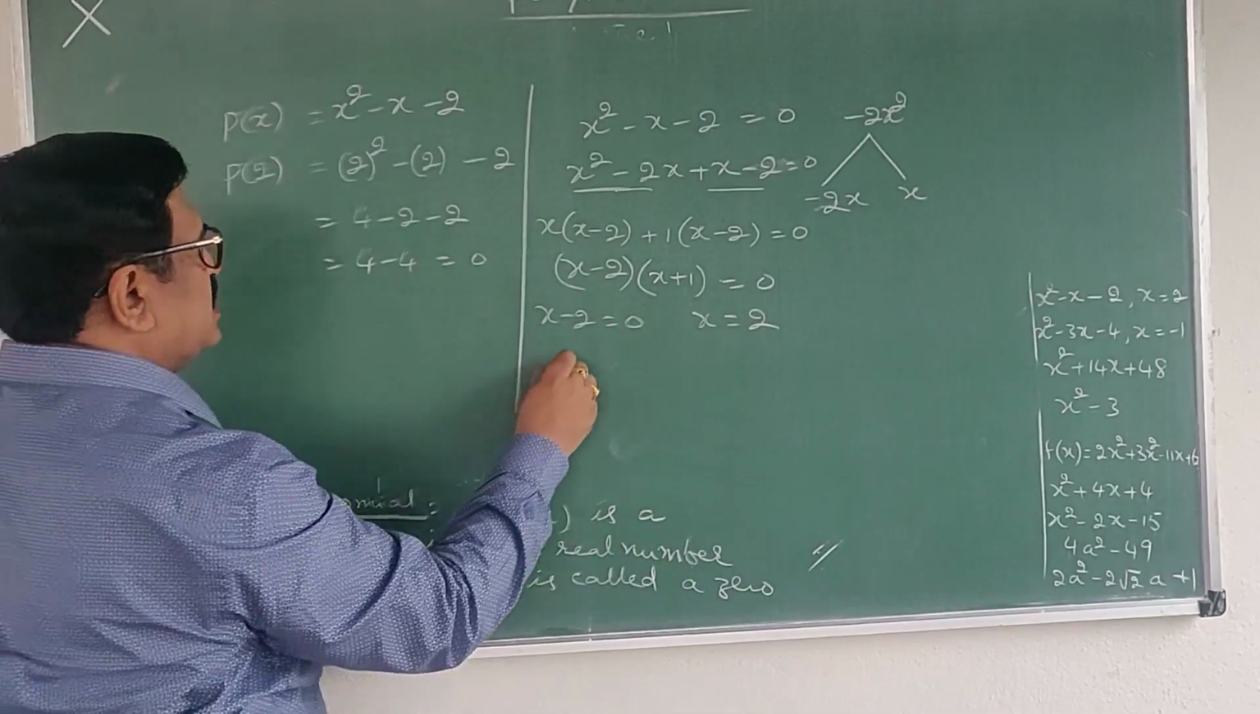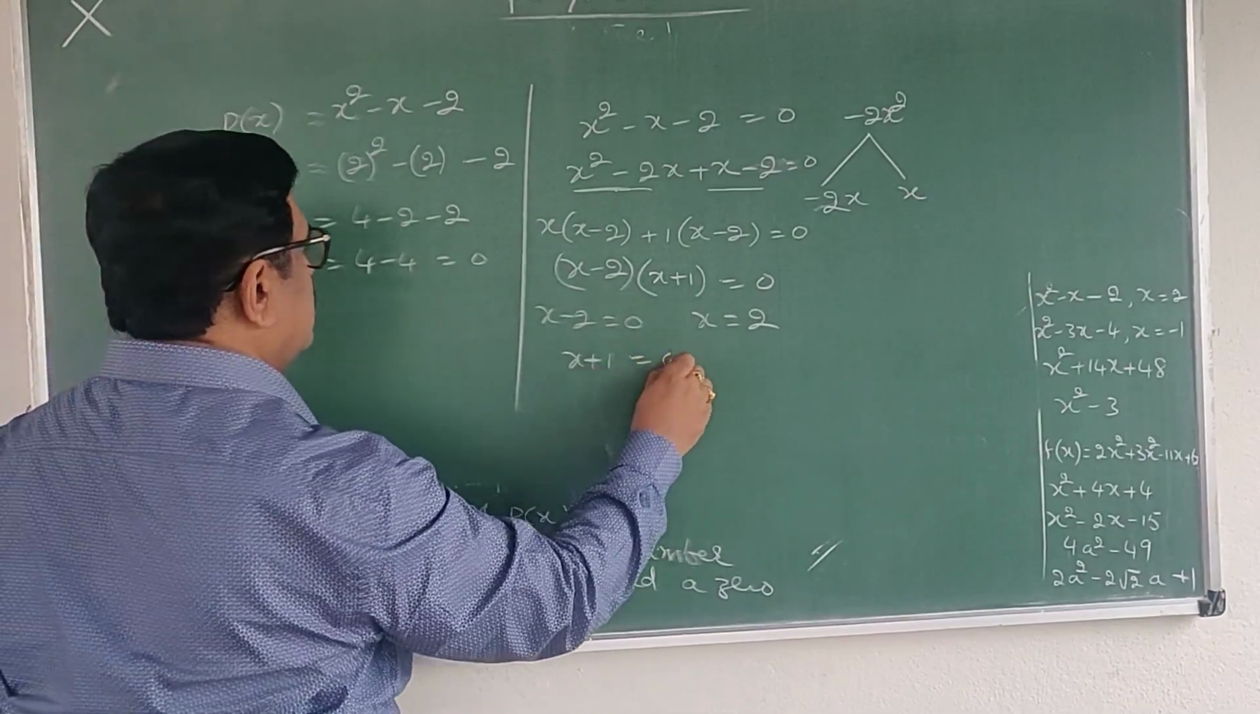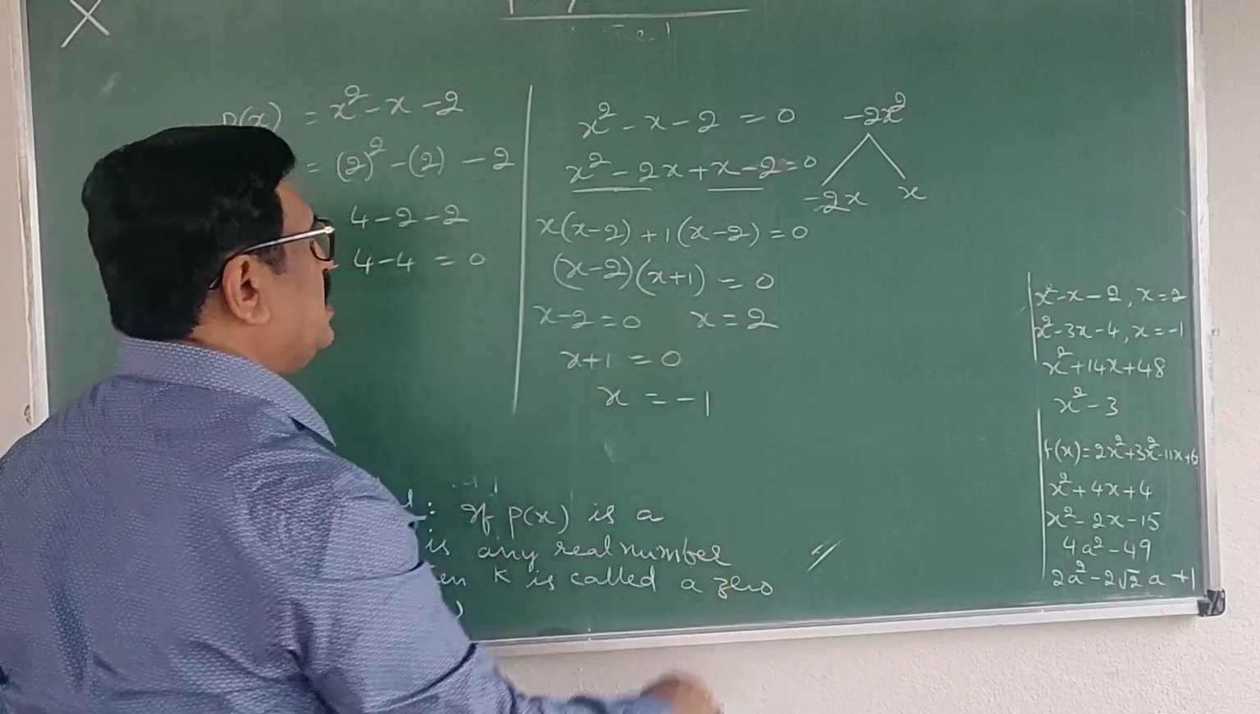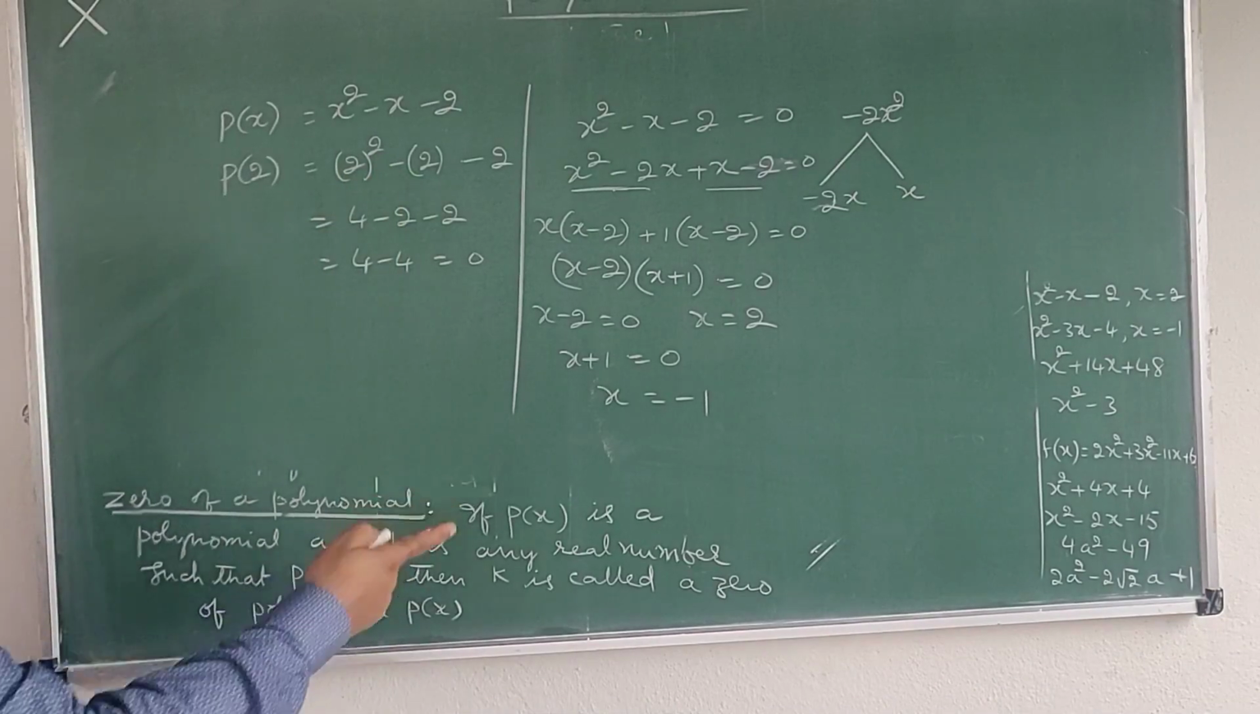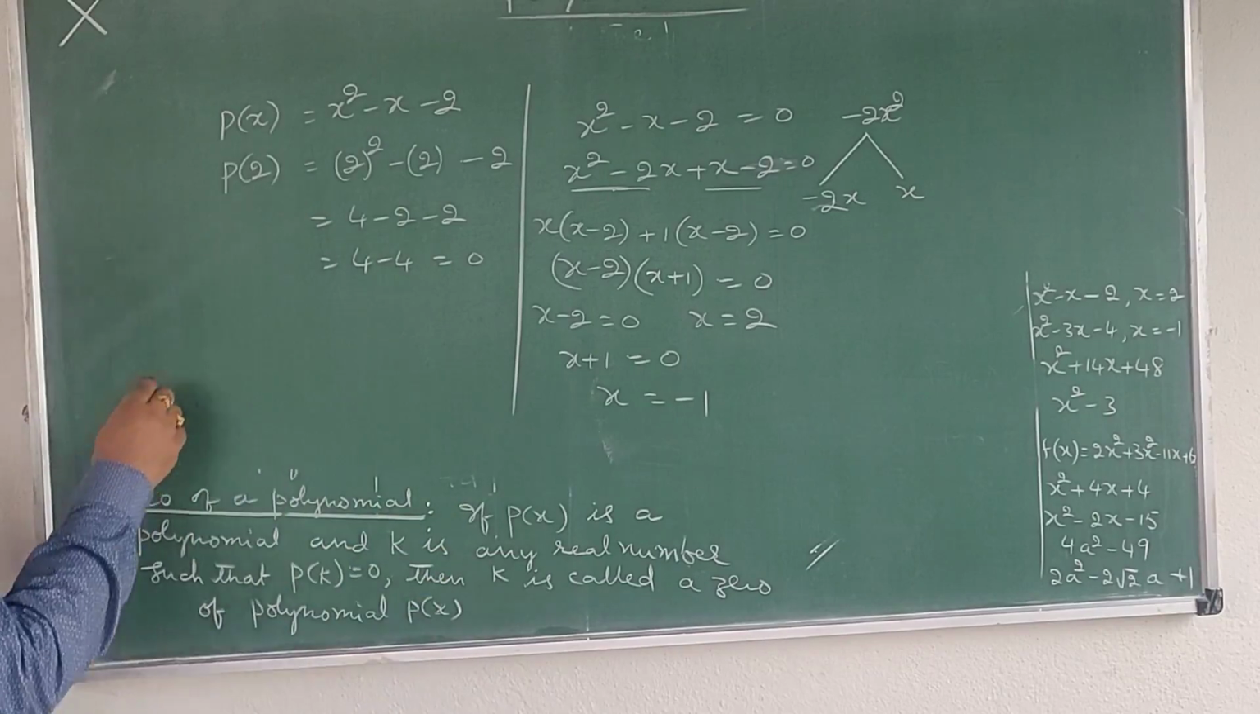If I equate x plus 1 to 0, I get x equals minus 1. So plus 2 and minus 1 are called zeros. We have shown that 2 is a zero. Now, is minus 1 a zero of this given polynomial?